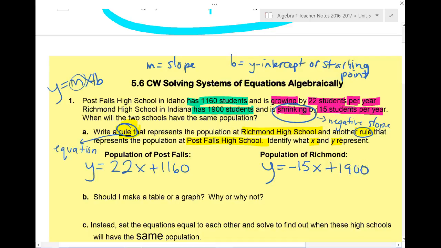Now the last part: what are x and y? We can find out by looking at the slope. You first look at the number, then the word right after it is going to be the y, because remember, slope is change in y over change in x. So y goes first. Students is what y represents. Then the word after "per" is going to be our x. So x represents years.